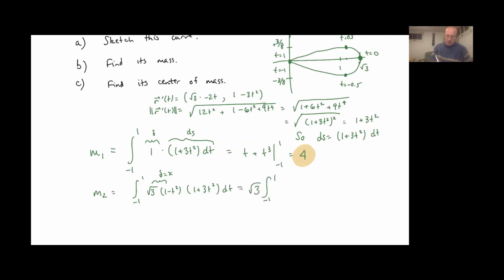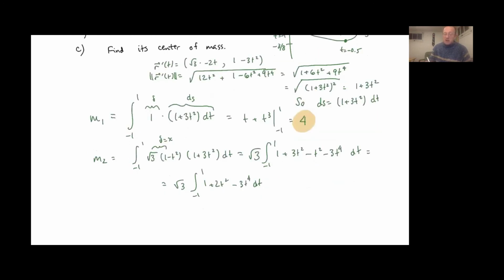FOIL with 1 plus 3t squared minus t squared minus 3t to the fourth dt. We might as well collect some terms. 1 plus 2t squared minus 3t to the fourth dt. And then integrate with the power rule. So root 3 times t plus 2/3 t cubed minus 3/5 t to the fifth from minus 1 to 1.